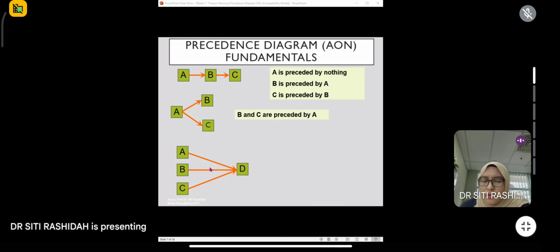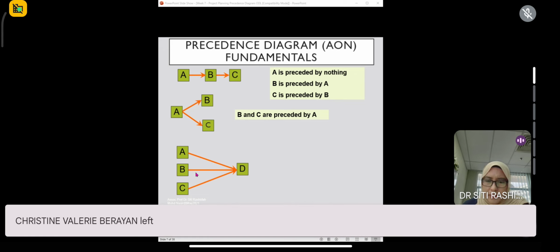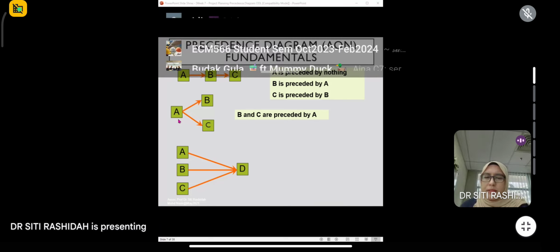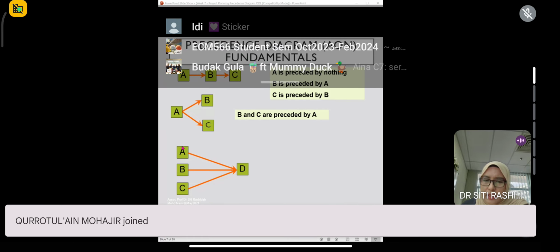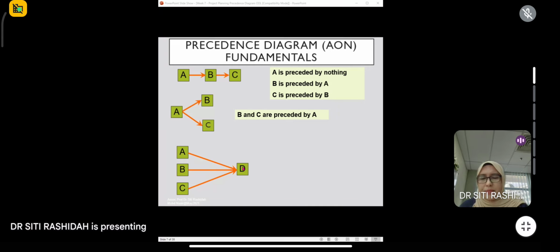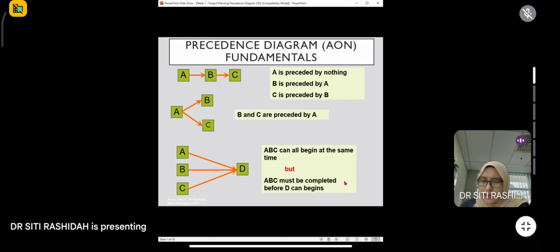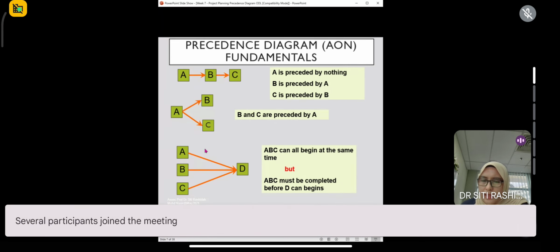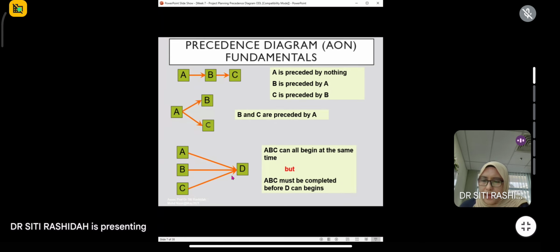Tak ada. Okay. So, dia sama macam CPM ya, Critical Path Method. Dia mungkin boleh ada satu saja preceded ataupun dia boleh ada dua atau tiga preceded by another activity. So, it can be like this. A, B, C can all begin at the same time. But A, B, C must be completed first before D can begin. So, maksudnya D is depend on A, B, C. Selagi A, B, C tak habis, selagi tu D tak boleh start.